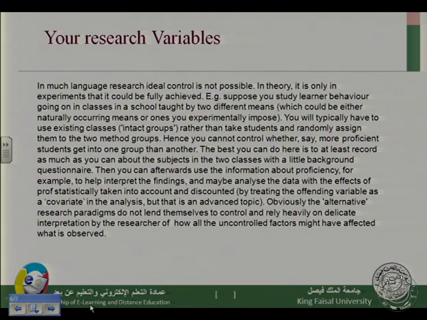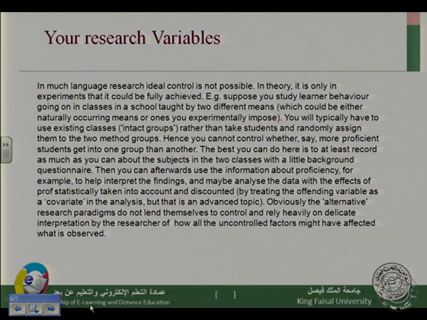Hence, you cannot control whether, say, more proficient students get into one group than the other. Yes, and here is very important. Maybe you have in section A better students than section B. So controlling proficiency is out of your hand. The best you can do here is to at least record as much as you can about the subjects in the two classes with a little background questionnaire.